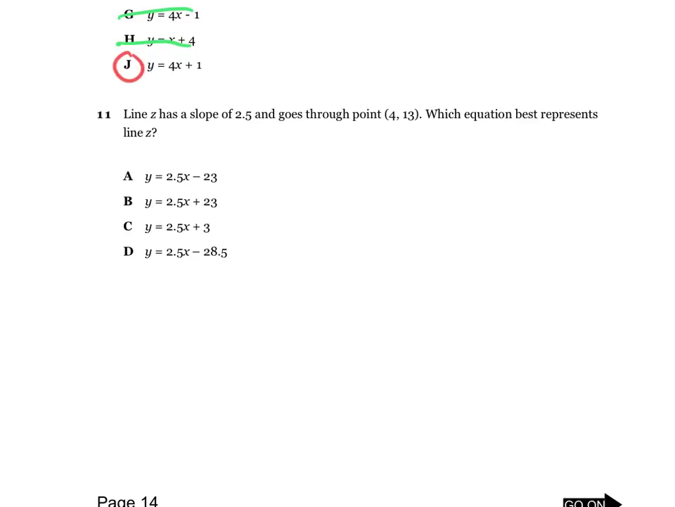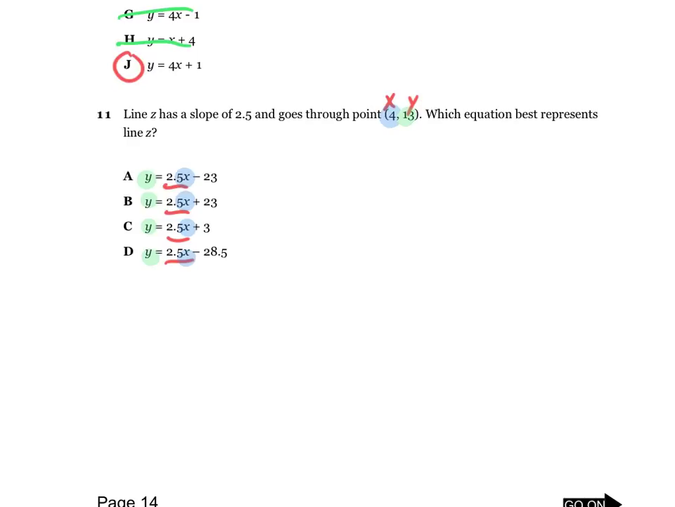On number 11, they give us the slope of 2.5, which unfortunately does not narrow it down at all. So now I'm just going to have to do some plug-and-play. This is x and y right here. I'm going to take my x and plug it in for each of these and see if I get the correct y value back out. I'm going to take 4 and plug it in. I'm going to jump to the correct answer so I don't waste time, and so you guys don't waste time either.